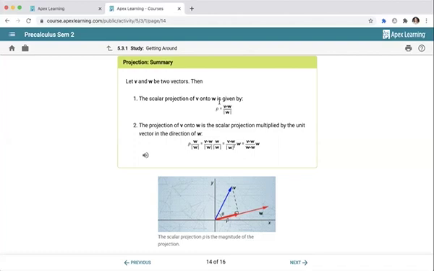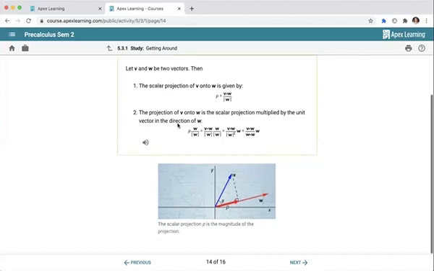The projection of V onto W is the scalar projection multiplied by the unit vector in the direction of W. So what this is showing you is that it's dictated by the direction of W. If this was closer to V, it would be more of V reflected on it. If it was farther away, there would be less of it reflected. That's all it's saying for that second value.